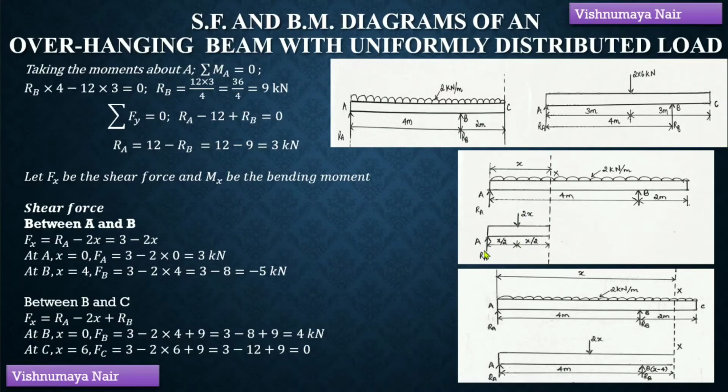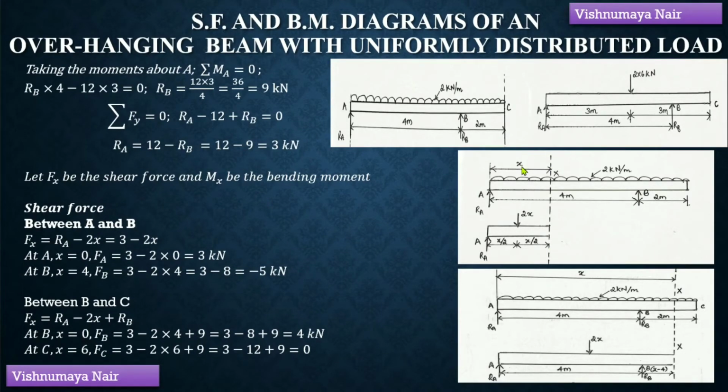So, the algebraic sum of the forces on the left portion of the section will be equal to plus RA minus 2x, because any force acting in the upward direction on the left portion of the section will be considered as positive, while any force in the downward direction will be considered as negative. So, the shear force at this section will be equal to RA minus 2x, which is equal to 3 minus 2x. RA is equal to 3 kilonewton. So, just substitute 3 in the place of RA. So, the shear force at this section is 3 minus 2x.